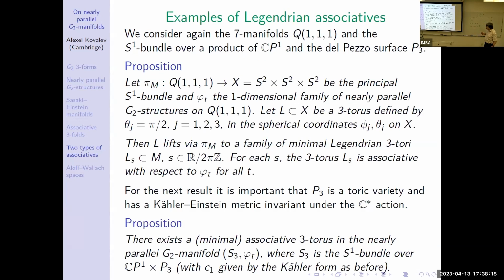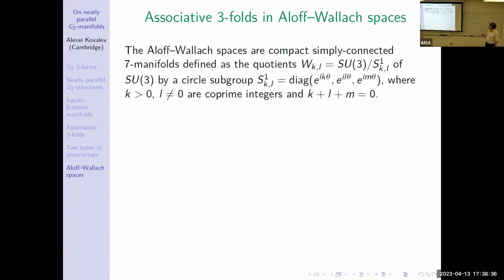Right, okay, so this was the set of results for the Sasaki-Einstein nearly parallel structures. Now there is another class, which is called proper nearly parallel structures. Here is again a particular example where these structures occur. These are the so-called Aloff-Wallach spaces, which are compact simply connected manifolds.